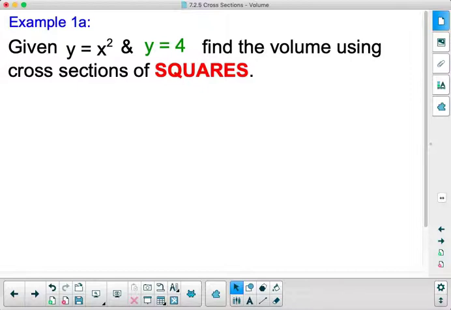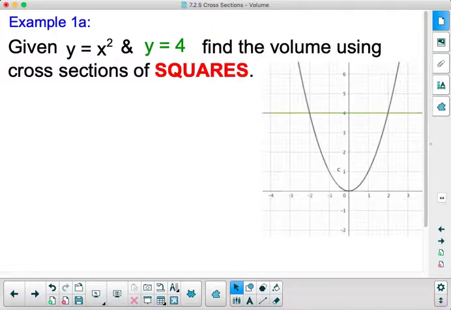And so they're going to say find the volume using cross sections of squares, filling in between y equals x squared and y equals 4. So what's that look like? This is actually what it's going to look like. So here's what x squared looks like. That's pretty simple. And y equals 4.